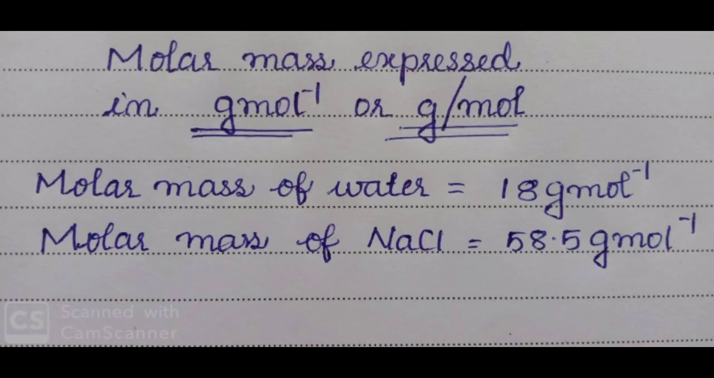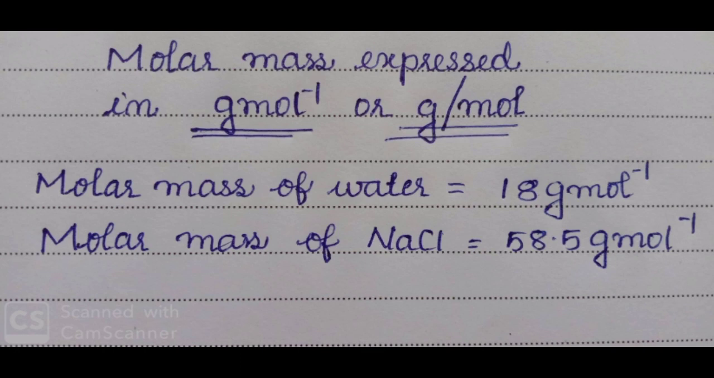Molar mass is expressed in gram mole inverse or gram per mole. In order to make you understand this concept of molar mass in a better way, I have given 2 examples here. In the last session, you have already done the molecular mass of water. That was 18 u. So you just write it in grams, and it will become its molar mass.